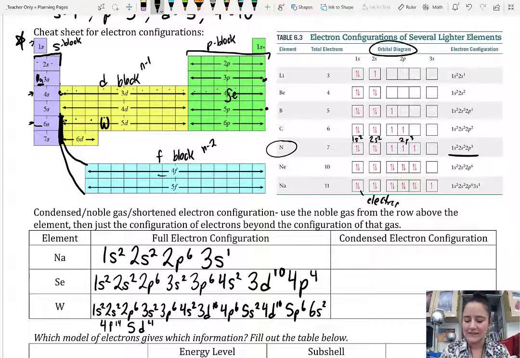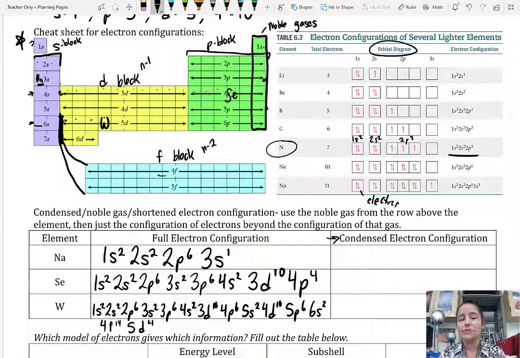So let me teach you condensed electron configuration. How that works is these noble gases, you might remember that this column is special, those are your noble gases, and they have full outer shells of electrons, aka their electron configurations always end in p6, and that's a super stable arrangement. So we base a lot of our other electron configurations on it.